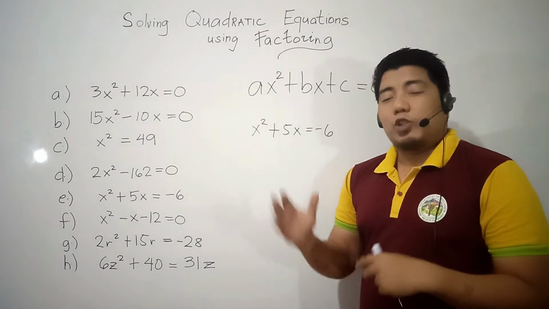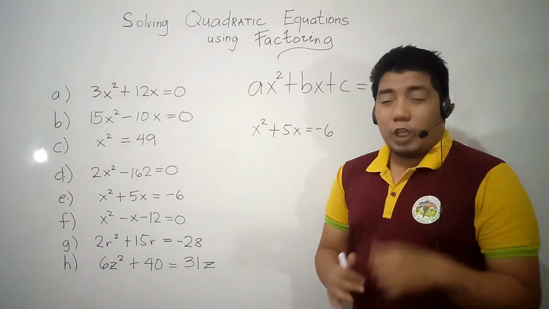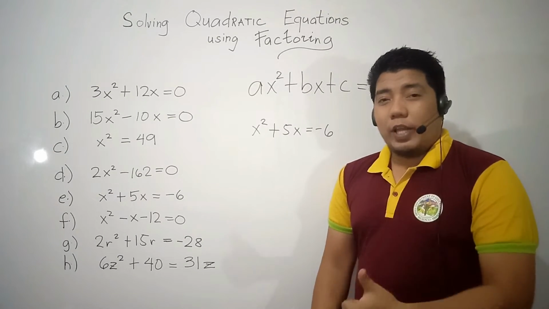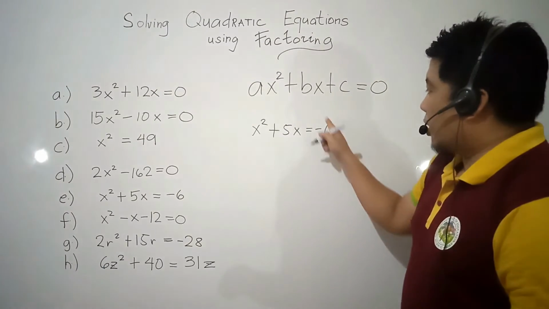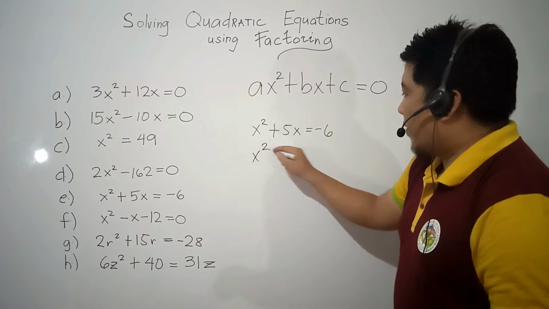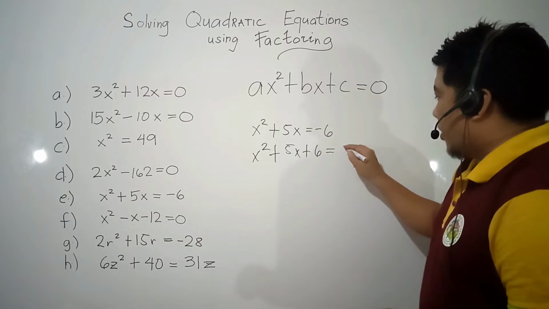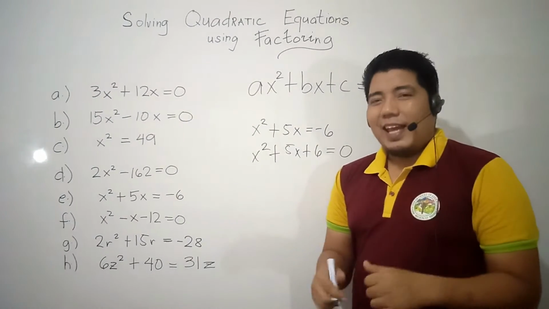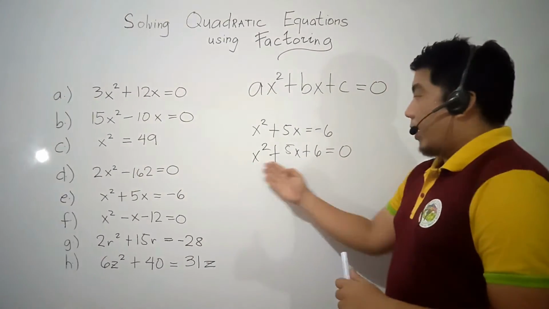So in order for us to apply factoring in this kind of scenario, what we will do is first, you just need to arrange your equation into its standard form. So we need to transpose our negative 6. So we have x squared plus 5x plus 6 is equal to 0. Okay? Now, what we will do here is we will factor our trinomial.